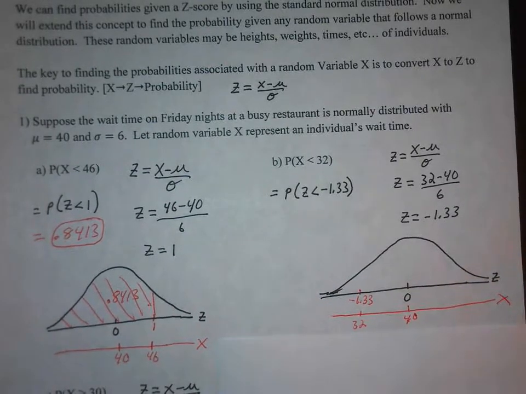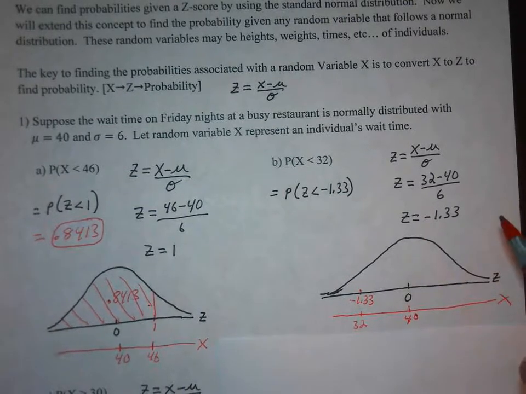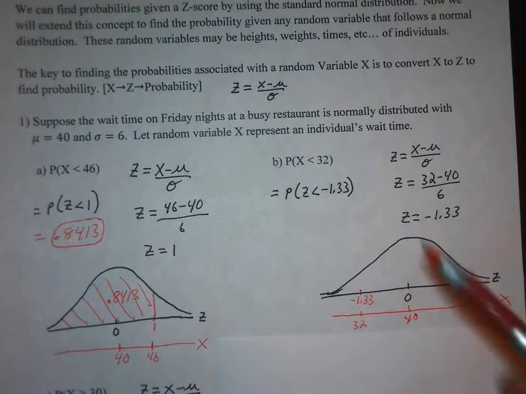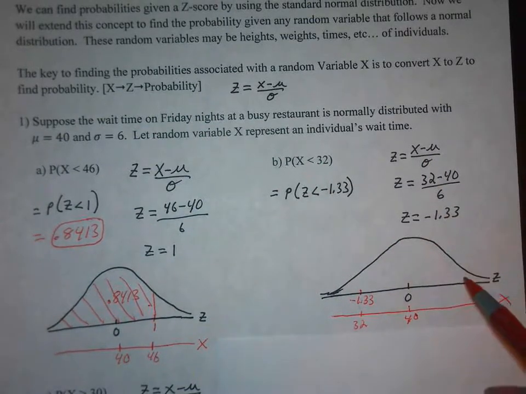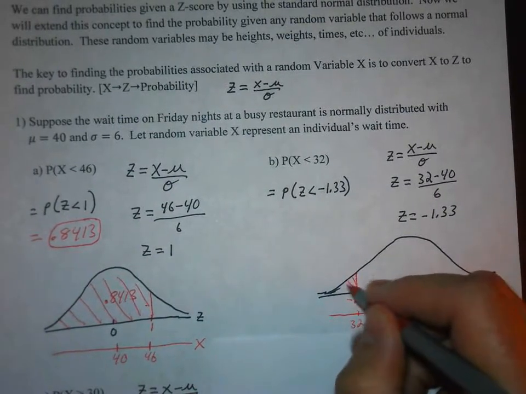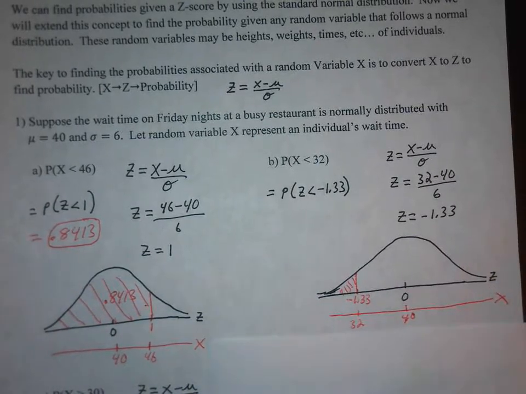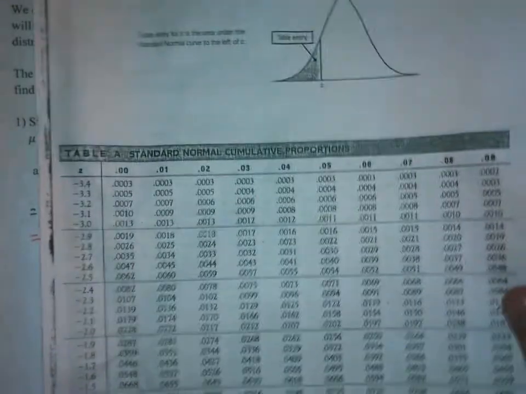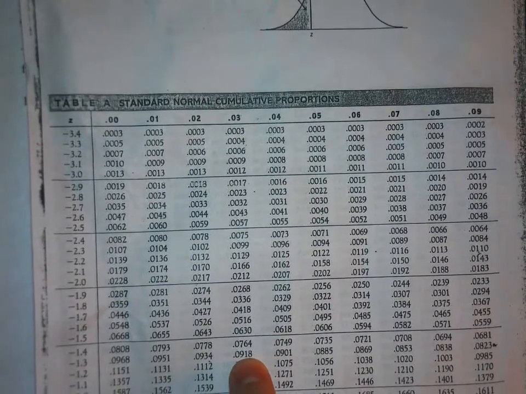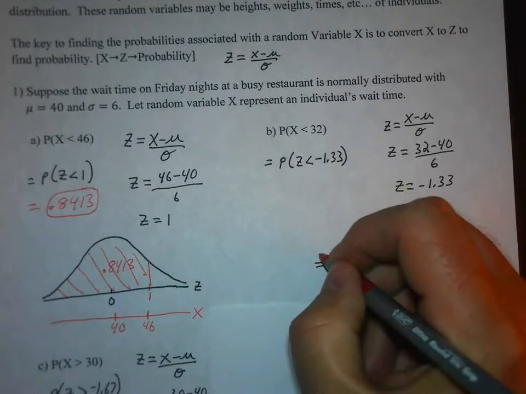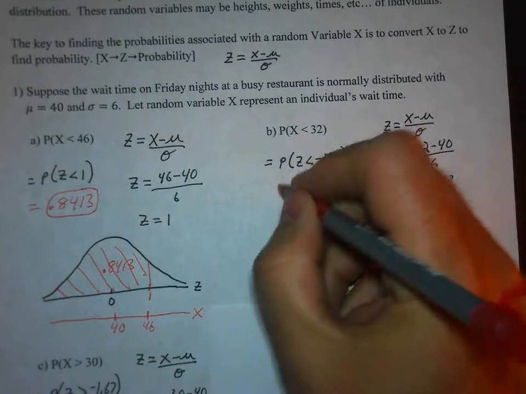So again, the only thing that's really different here than just using the z-score table right away is that we're given a random variable x. We have to do this conversion first. But once you know that z is less than negative 1.33, so we're shading to the left of that because it's less than, now it's just looking up in the table the area to the left of negative 1.33. So negative 1.33 gives you 0.0918. So this area over here is 0.0918.